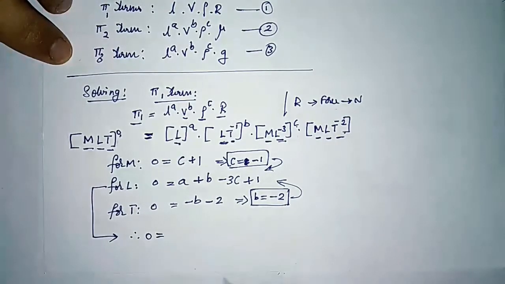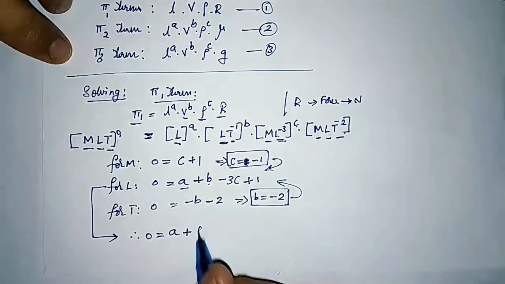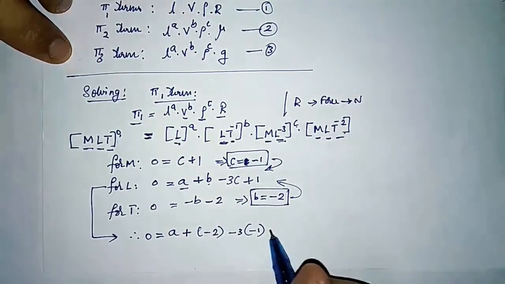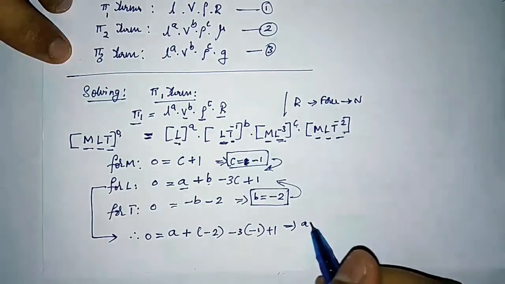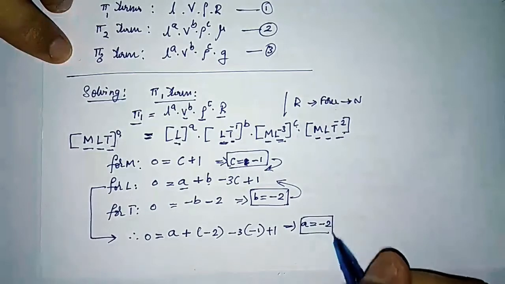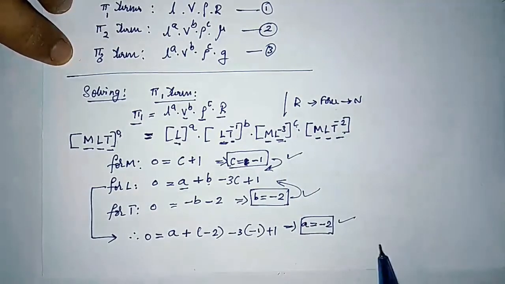So therefore 0 is equal to A as it is, plus B instead of B write minus 2, and instead of the C minus 3 into minus 1, and the last term is plus 1. So that is equal to A is equal to minus 2. So we are ready with all the 3 values. Next work is to substitute these values in pi 1 equation.